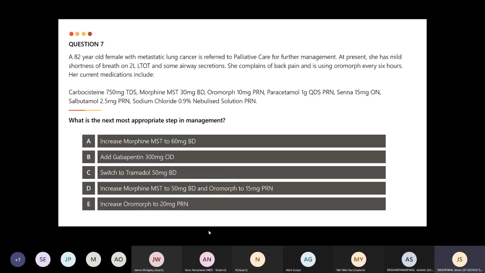So question 7. An 82-year-old female with metastatic lung cancer is referred to palliative care for further management. At present, she has mild shortness of breath on 2 litres of long-term oxygen therapy, that's LTOT, and some airway secretions. She complains of back pain and is using Oramorph every 6 hours. Her current medications include, and then all that stuff there. And the question is, what's the next most appropriate step in her management?